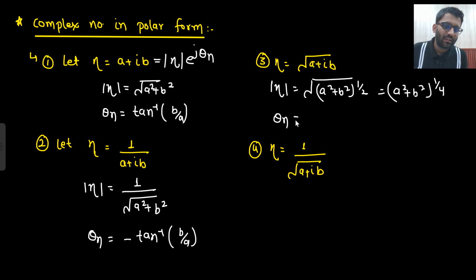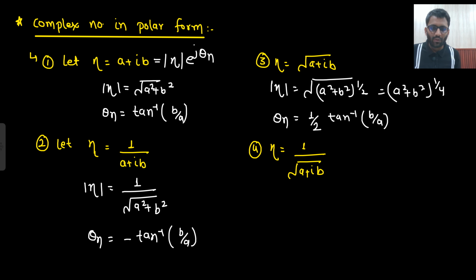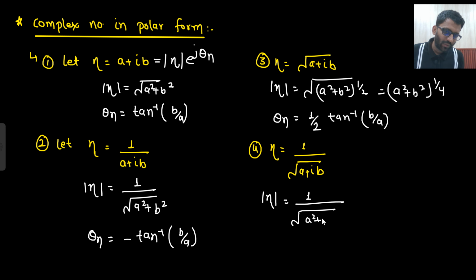Now what is the angle? Since there is an under root, I will get 1 by 2, as in a plus jb to the power 1 by 2. So to write down the angle, I will put 1 by 2 tan inverse b by a ahead. Is that clear to you? Okay. What will be the magnitude for this one? 1 by under root is there, a square plus b square to the power 1 by 2, right? So that will be 1 by a square plus b square to the power 1 by 4.